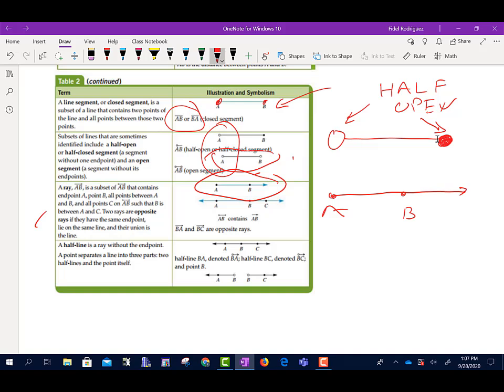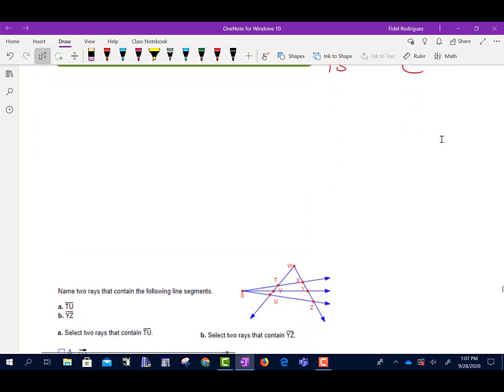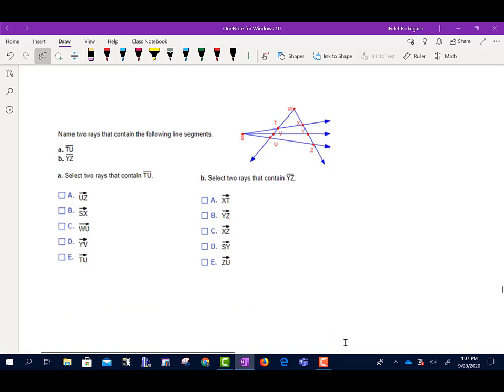Let's see. A half line is a ray without an endpoint. So again, if you notice here, it's sort of open, and then it goes on forever, right? So B, and there's another one there, C. Okay, so let's talk a little bit about these things.